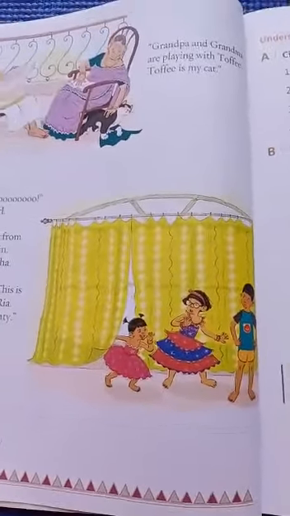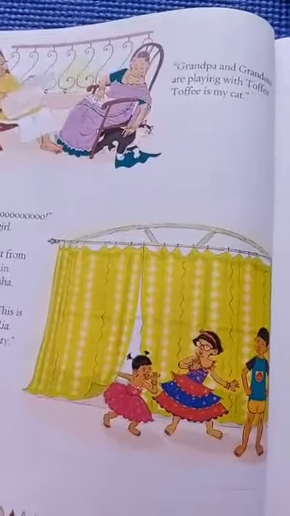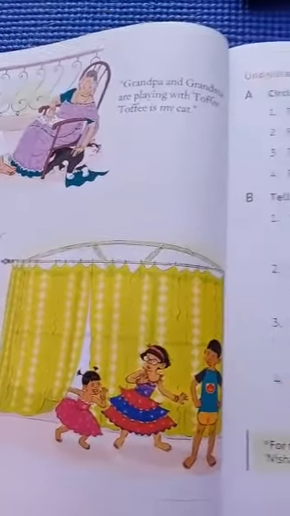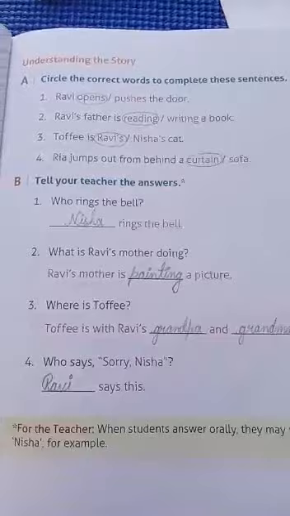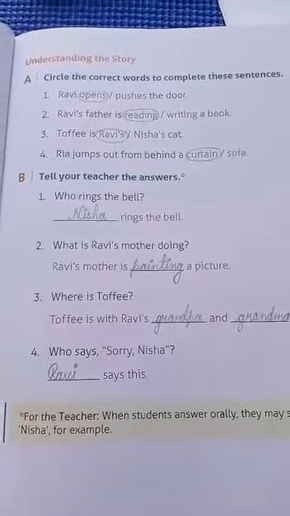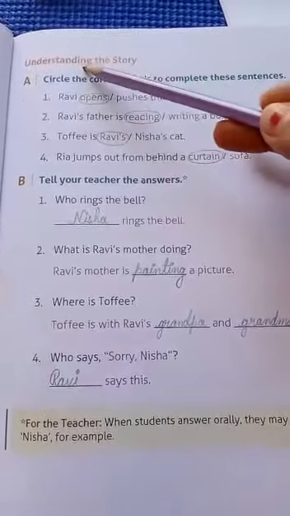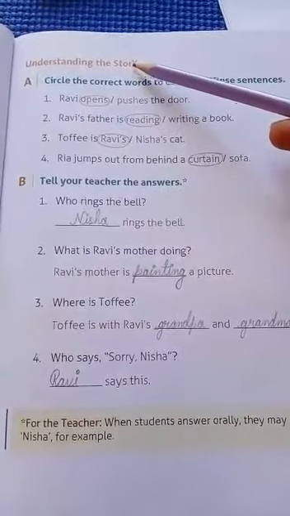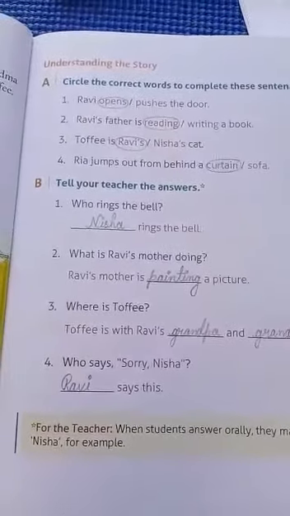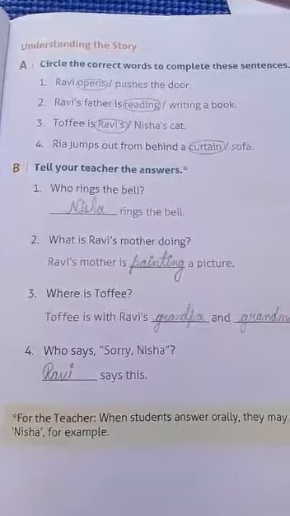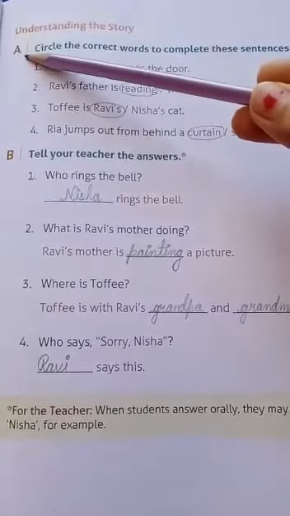Okay, so this is the story of chapter 1. Now we will discuss the exercises of this chapter. Number 1 is understanding the story. How much have you understood the story? Let us check. Exercise A.